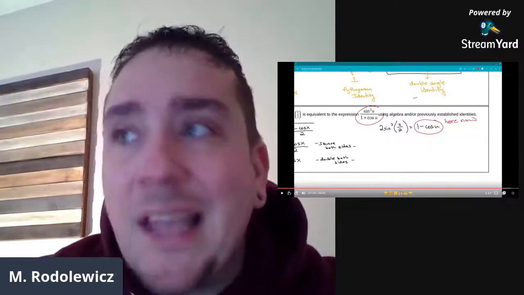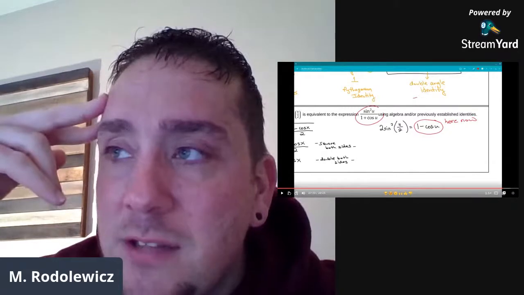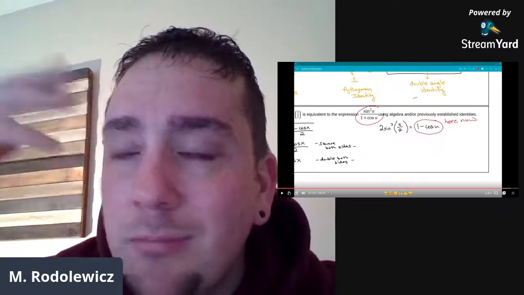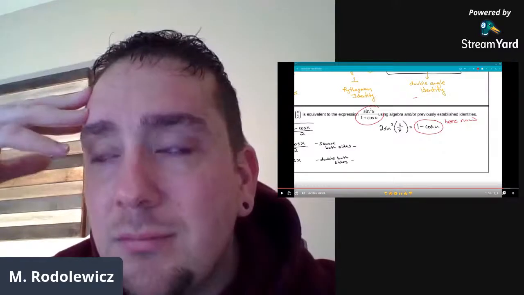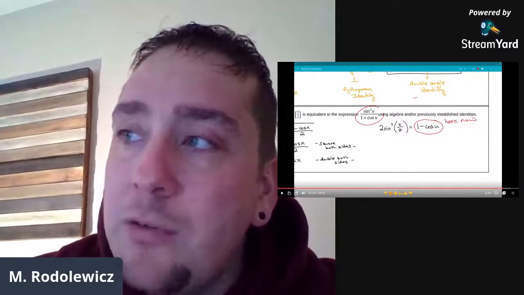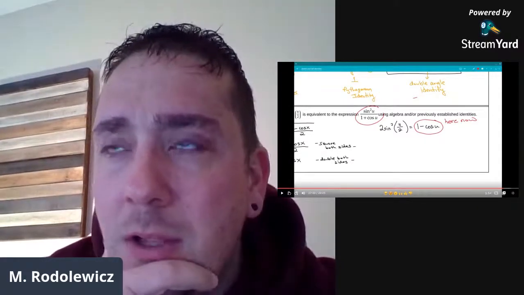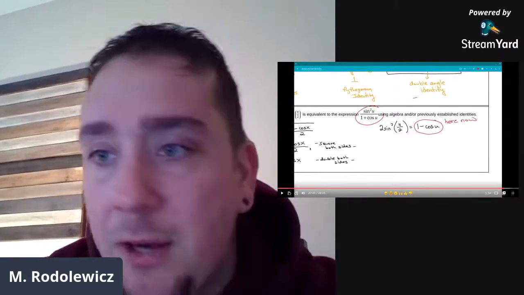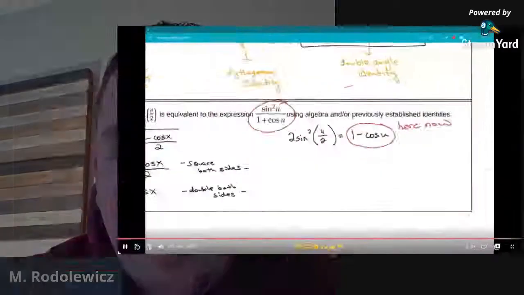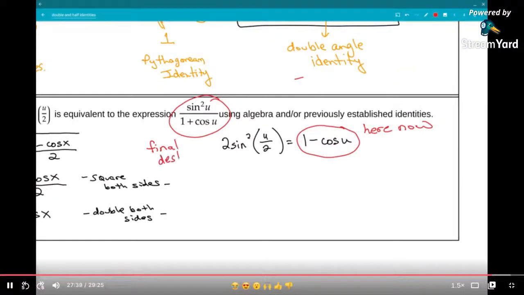So sometimes looking at the end game and saying, I want it to look like that, how could I get there? And again, it takes practice. But a big clue to me is I eventually want a 1 plus cosine u in the denominator. These are not always easy, but I'm peeking at my final destination, and I notice I want a 1 plus cosine u in the denominator. I can legally get that by multiplying by a form of 1.